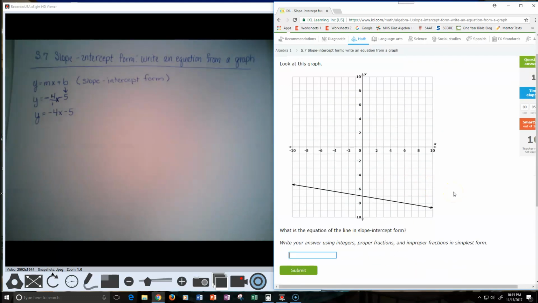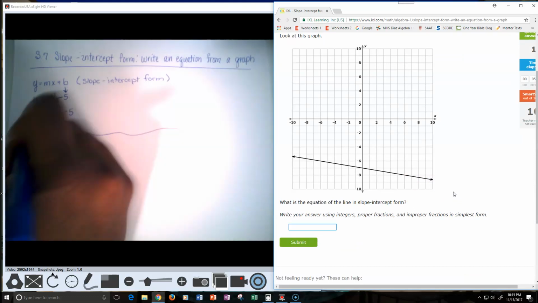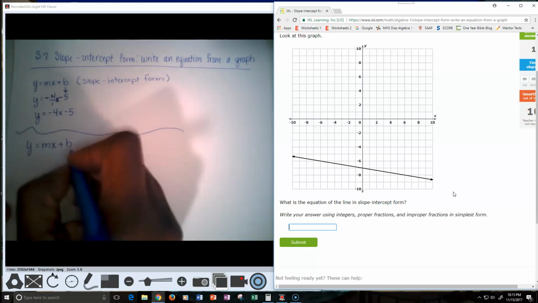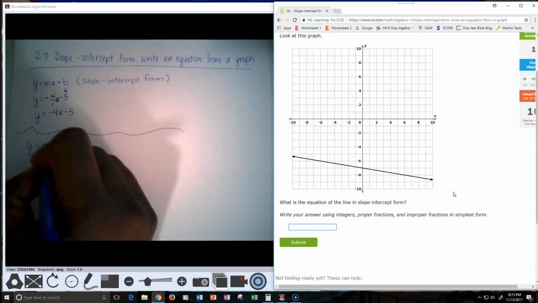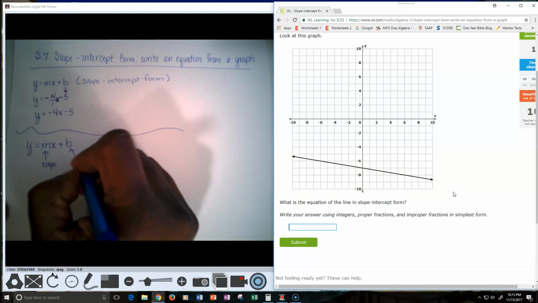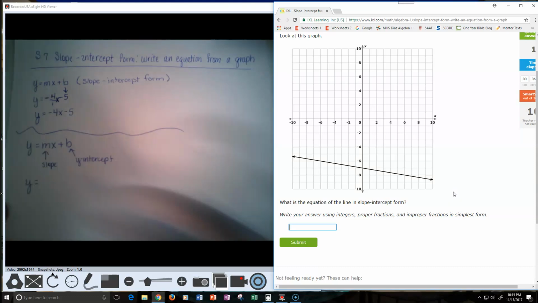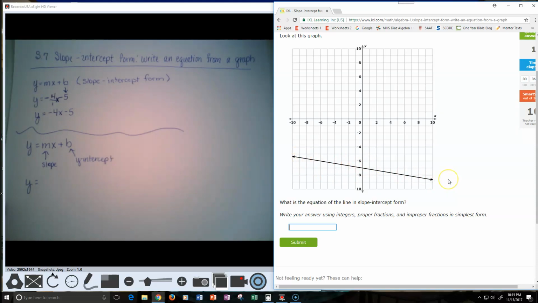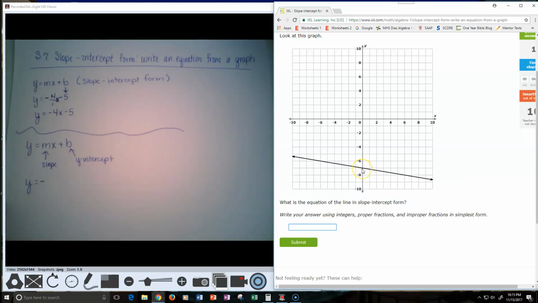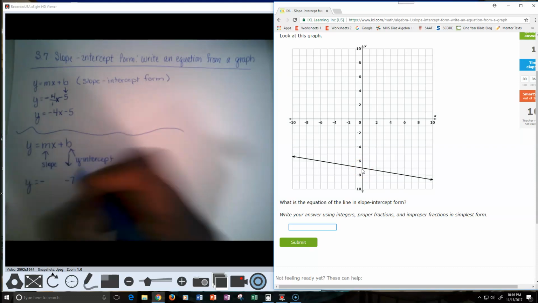Let's look at another. So look at this graph. I'm going to do exactly the same thing that we just did. We have y is equal to mx plus b, where m represents the slope and b represents the y-intercept. And let's go ahead and look at the graph. Again, the line is falling from left to right, so we know our slope is going to be negative. Let's look at our y-intercept. It is at -7, so we are going to replace b with -7.